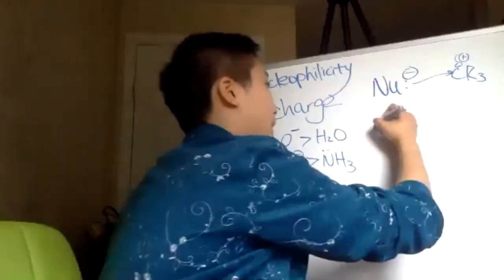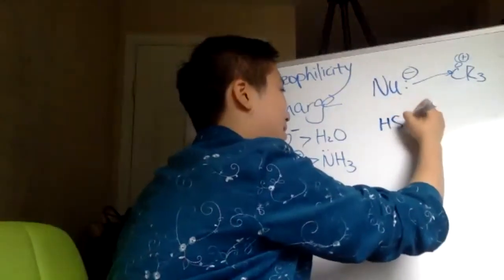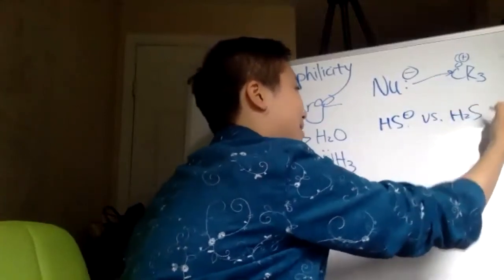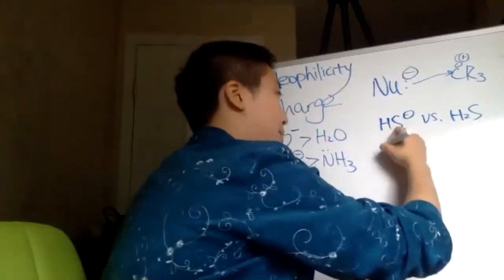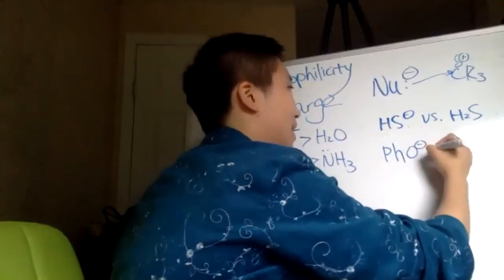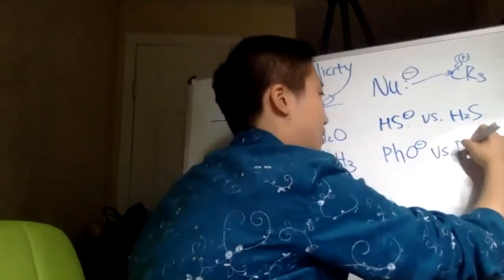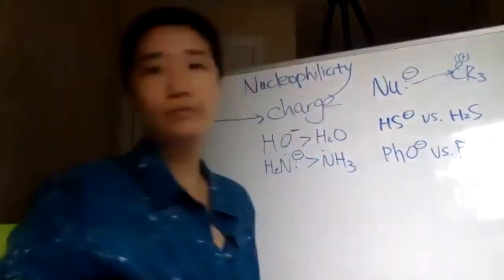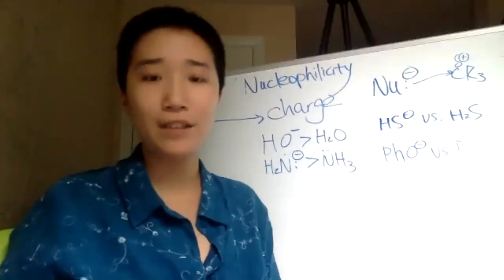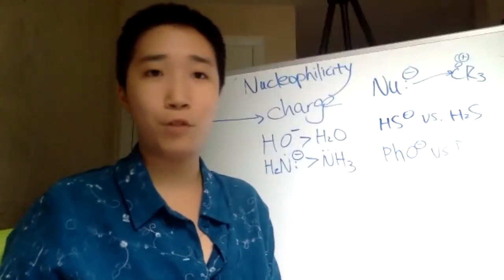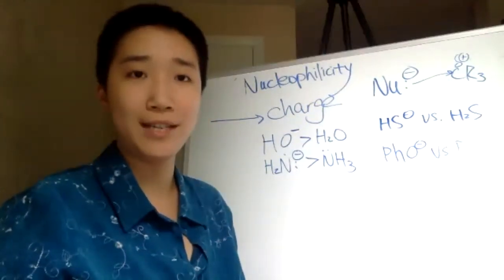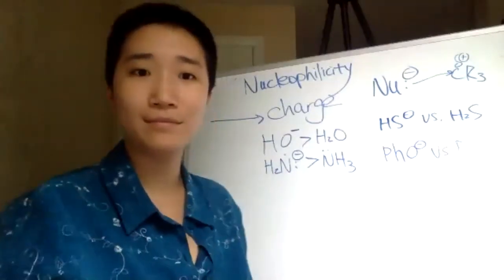Also, we have HS minus versus H2S. And the last example I want to give is phenoxide versus phenol, the alcohol. Okay. Any questions regarding those examples that I gave and the role that charge plays in nucleophilicity? If not, I'm going to move on to the next point.